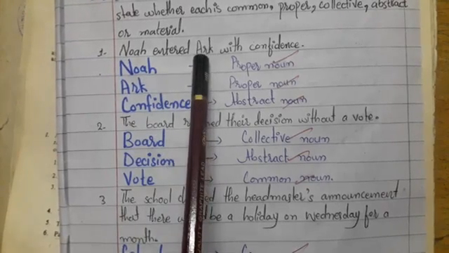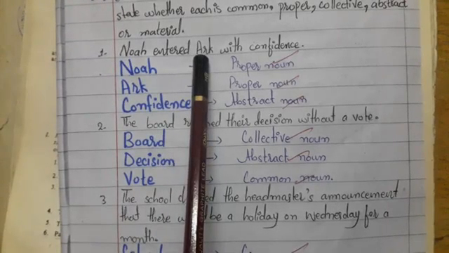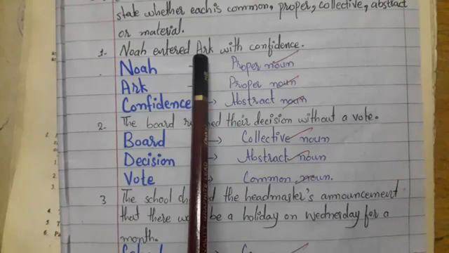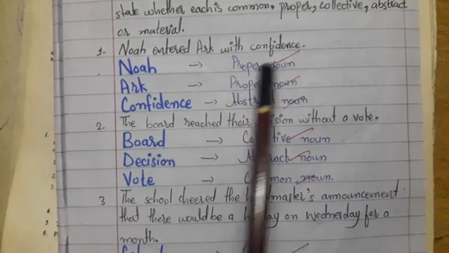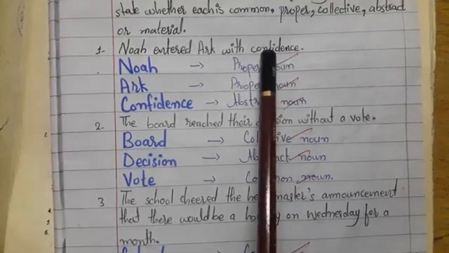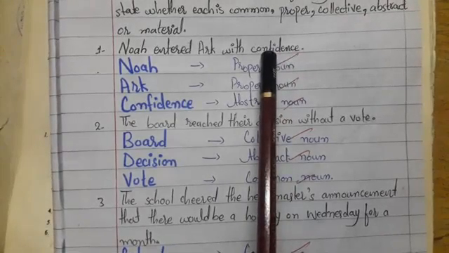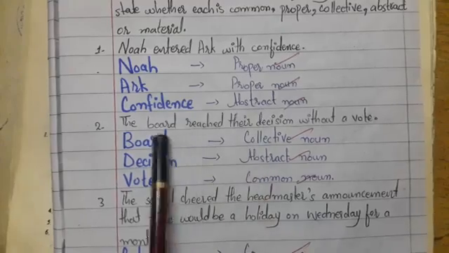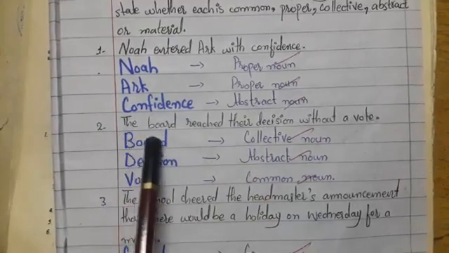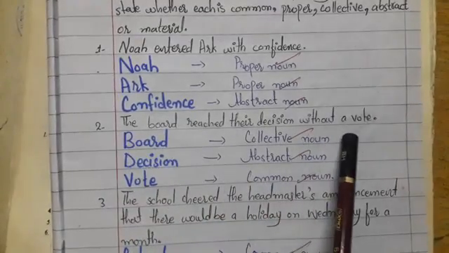Ark is the name of a specific ark, so we will mention it in capital letter. So it will come into the category of proper noun. In confidence, it is a quality which we can just feel, so it is an abstract noun. Move towards the second: The board reached their decision without a vote.